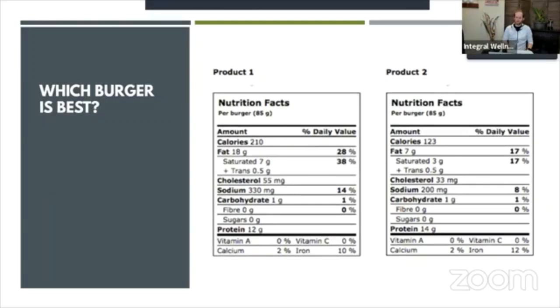So that is what we wanted to talk about today. So hopefully you guys know a little bit more about how to read nutritional labels and ingredients as well.